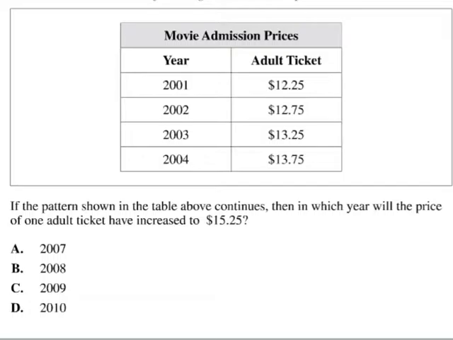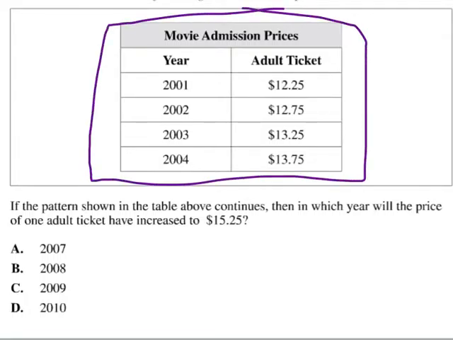So here we have another problem. We have a chart showing us some movie admission prices, the year, and how much an adult ticket costs. The question says, if the pattern shown in the table above continues, then in which year will the price of one adult ticket have increased to $15.25? So the first thing I have to do is figure out what the pattern is.